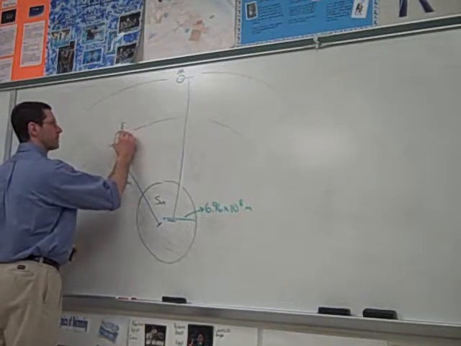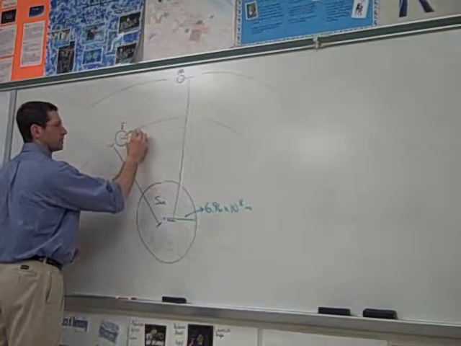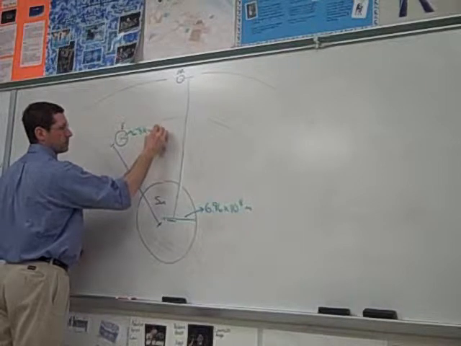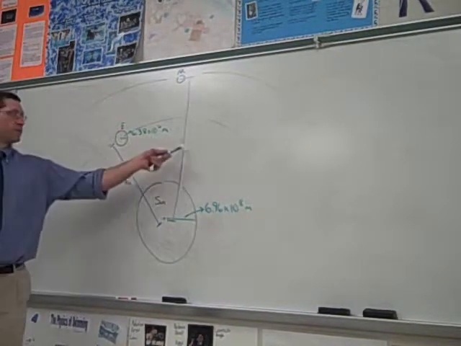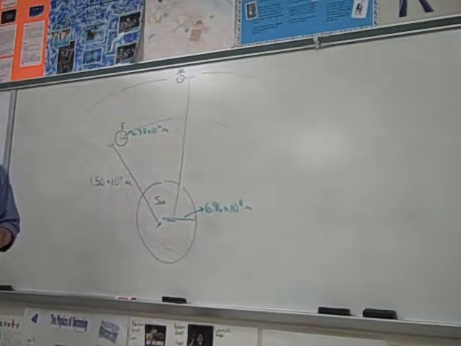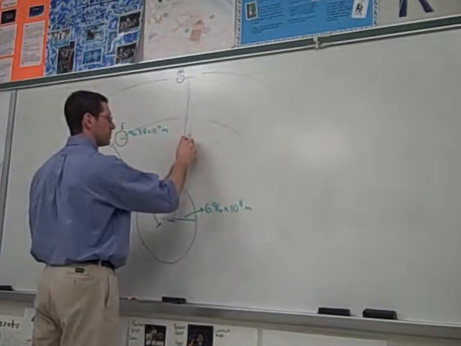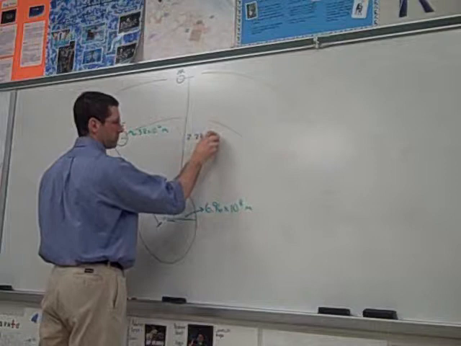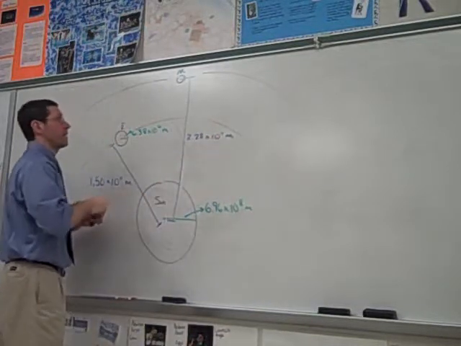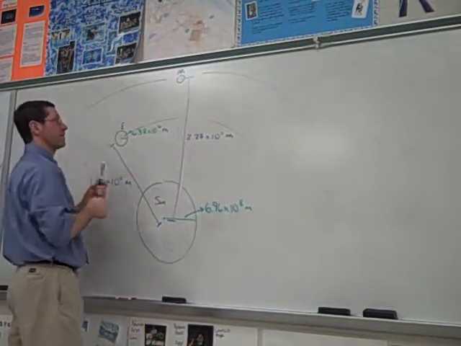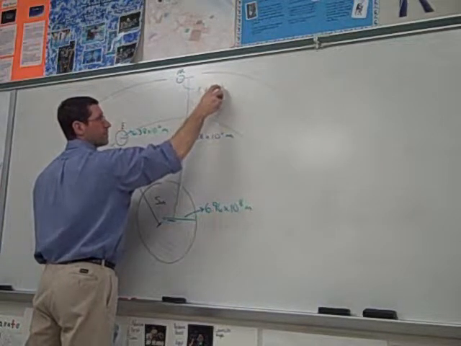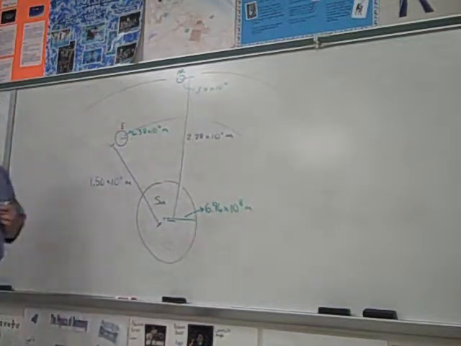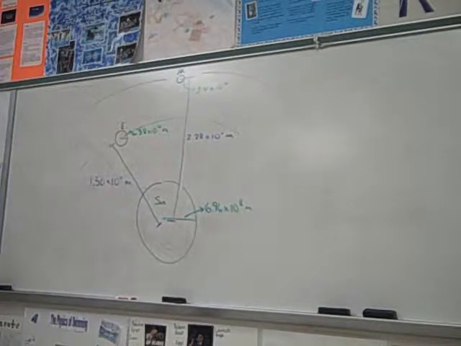6.38 times 10 to the 6. Now let me get the value of this blue line. 0.28 times 10 to the 11. And let me get the value of this green line. 3.4 times 10 to the 6. So does everybody see where we're getting those values from and what they represent? Okay.